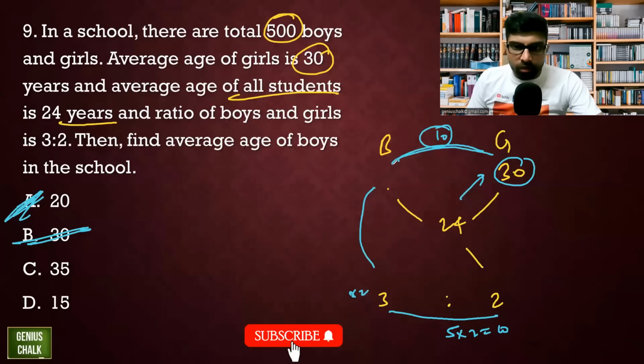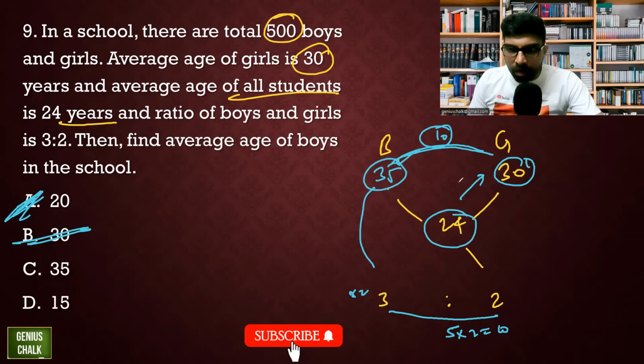Second, if you take 35, this 24, which is the average, must be lying between 35 and 30. Average always lies between the smallest and the highest number. So it is not coming in the range of 30 to 35. That's why this is also not possible.